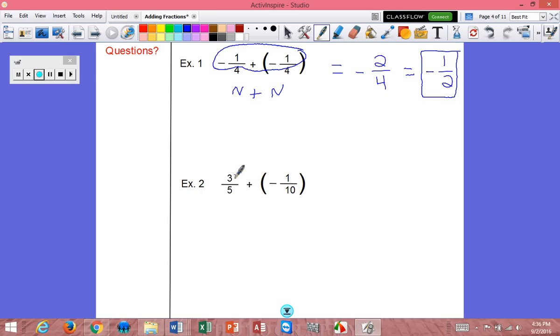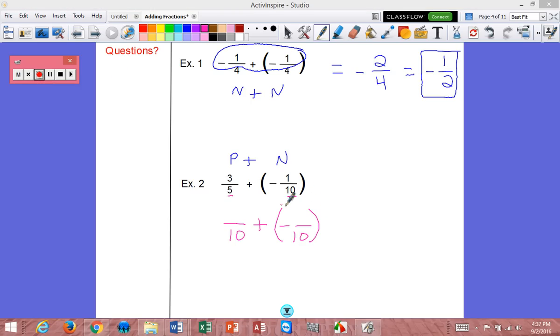Alright, example 2, we have 3/5 plus negative 1/10. So I'm going to go ahead and write that we have a positive plus a negative. Now, we do not have common denominators. We have a 5 here and a 10 here. So the smallest multiple of 5 and 10 would be 10. So I know I'm going to have a positive fraction over 10 plus a negative fraction over 10.